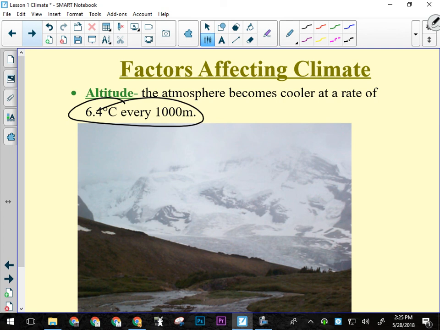The rain was changing to snow at that point. But the higher up we got, the colder it got, and it was almost exactly 6 degrees per 1,000 meters. That's not always a hard and fast rule, but that's what it is on average. The higher up you go, the cooler it's going to get, and the more disruption and effect of the jet stream and things like that you can get.